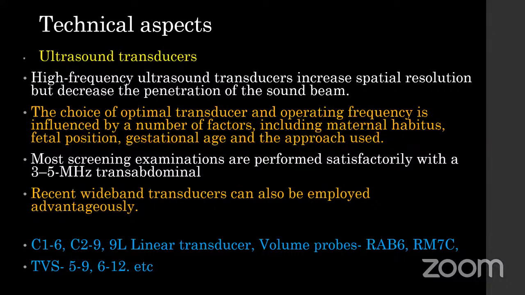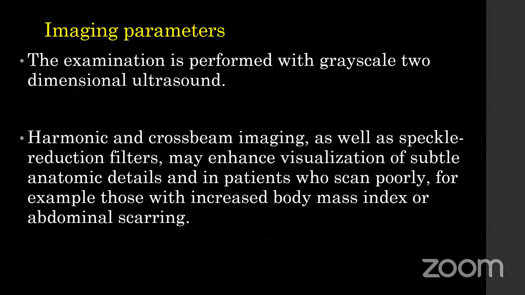I can also show you, if it's a breech presentation, you can get very good image quality similar to a transvaginal scan on a very good transducer, basically a 9L or a 2-9. Imaging parameters, usually it's performed 2D with grayscale. Harmonics, crossbeam, speckle reduction are all utilized so as to bring out subtle details, and also in cases of patients with a high body mass index.